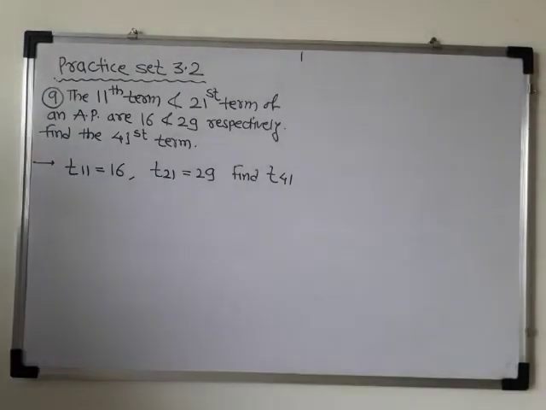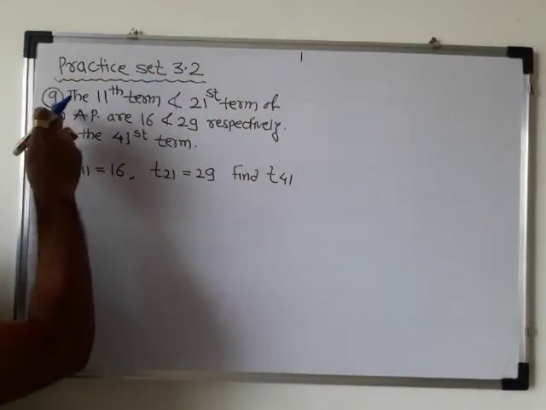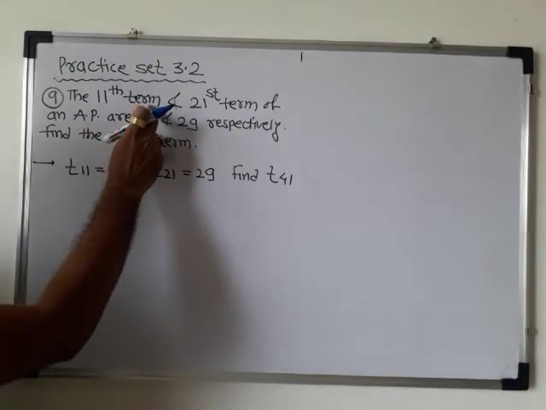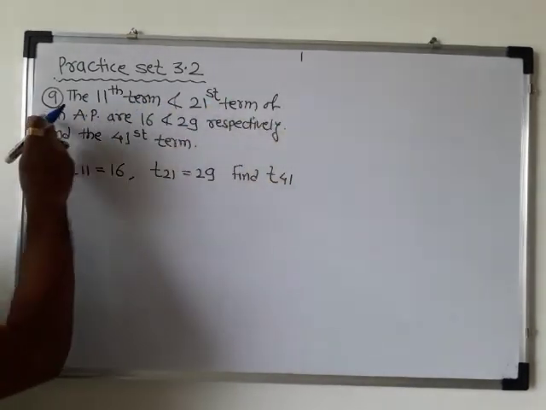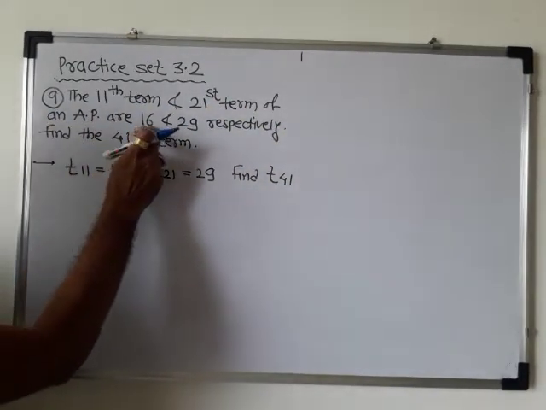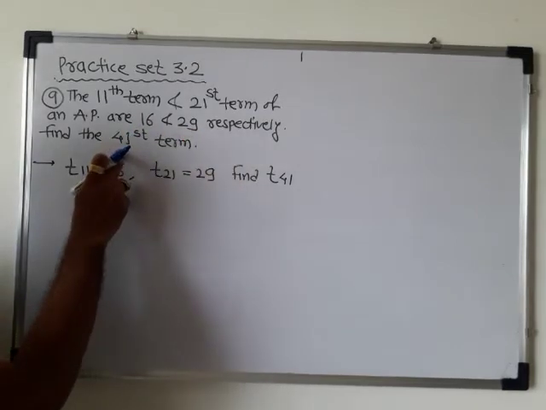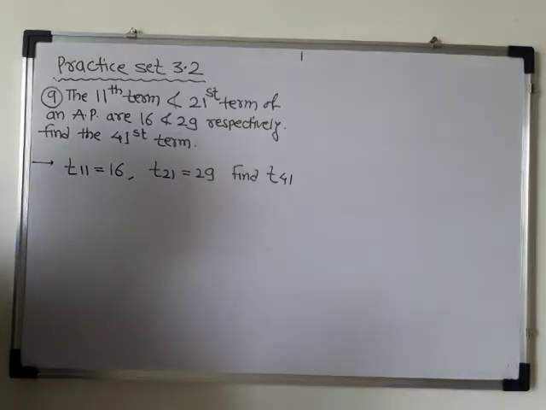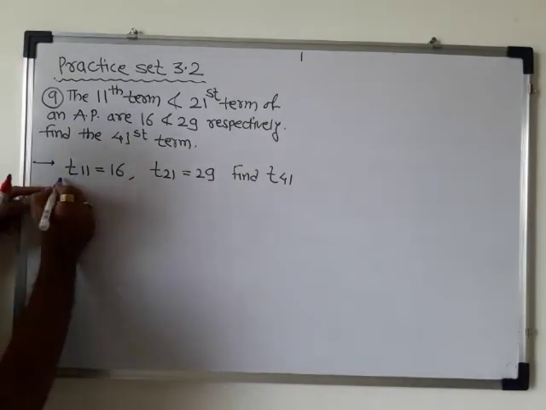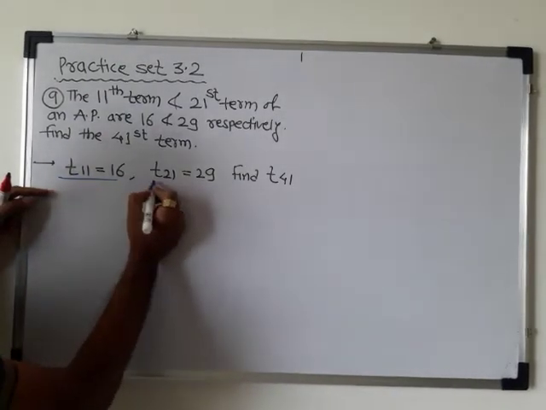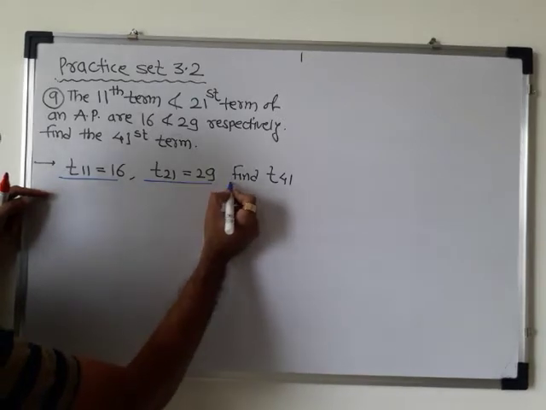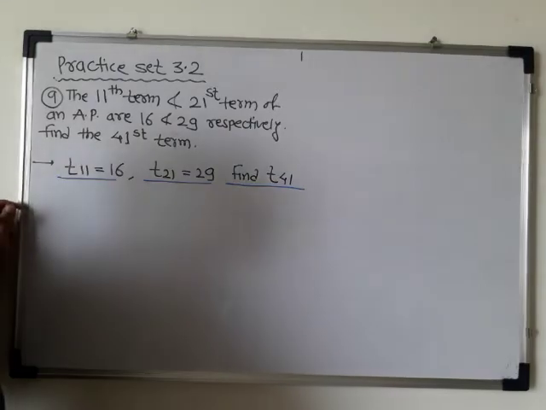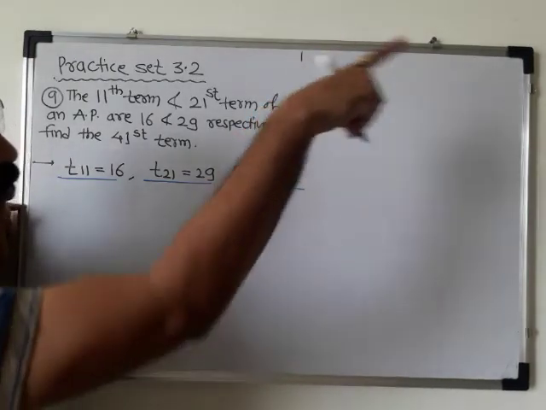Now practice set 3.2, question 9. I am reading: the 11th term and 21st term of an arithmetic progression are 16 and 29. Find the 41st term. Means the arithmetic progression is not given. Instead of that, the 11th term is 16, the 21st term is 29, and you have to find the 41st term, means the term at the 41st position.